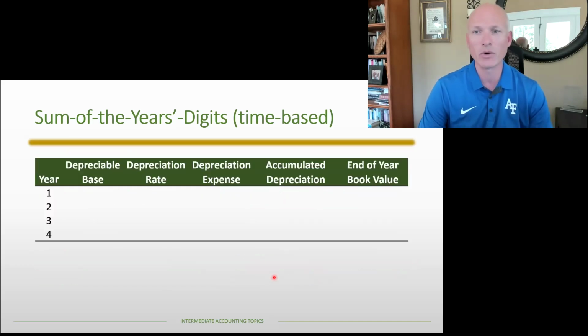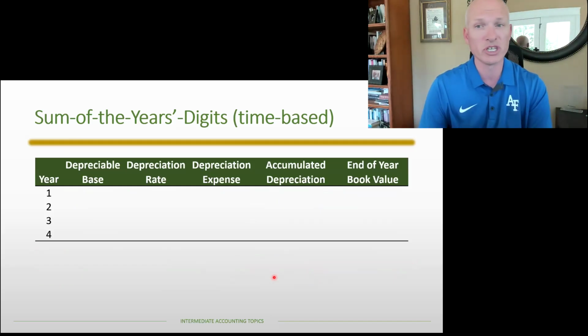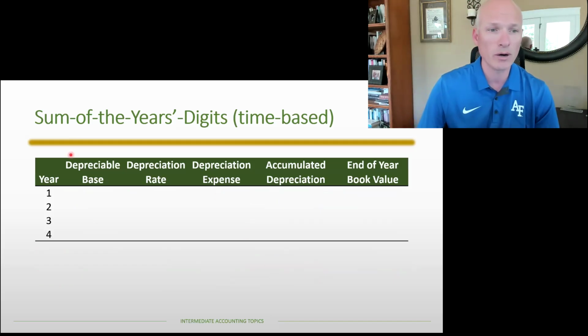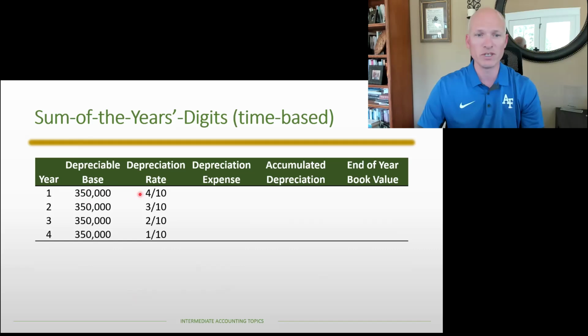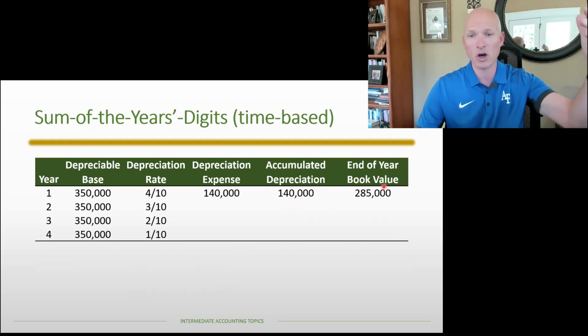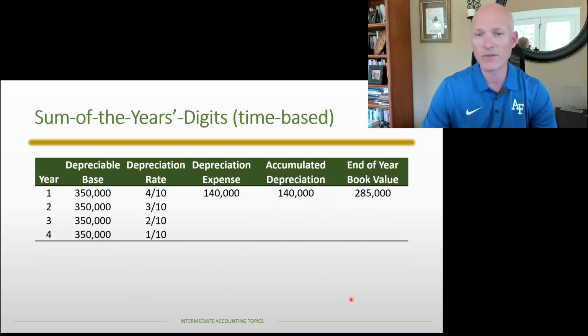And so the way that mechanically works is, again, because it's that 100%, we're depreciating 100% of the depreciable base. And so the driver of it is the depreciable base of 350,000, and that's the base every single year. And then the rate in the first year is 4/10, and then of course it drops down to 3/10, 2/10, 1/10. And so we multiply it across. So 350 times 4/10 is 140. And so therefore our cumulative depreciation is 140. Our book value again is the capitalized cost of 425 minus the accumulated depreciation of 140. And so when we add that all up, we get 285 for the end of year book value.